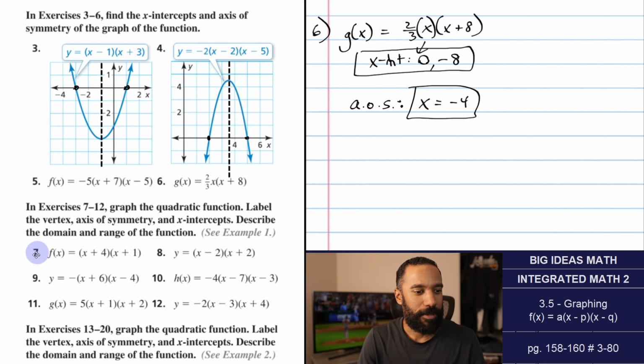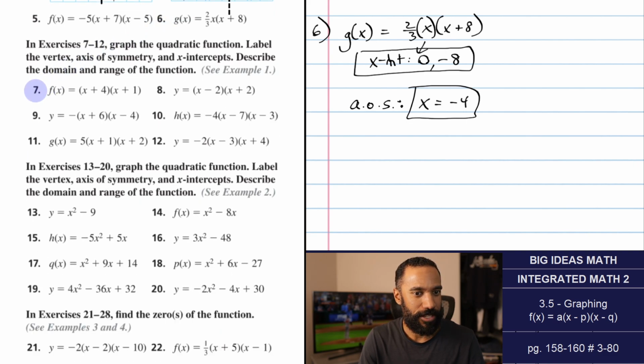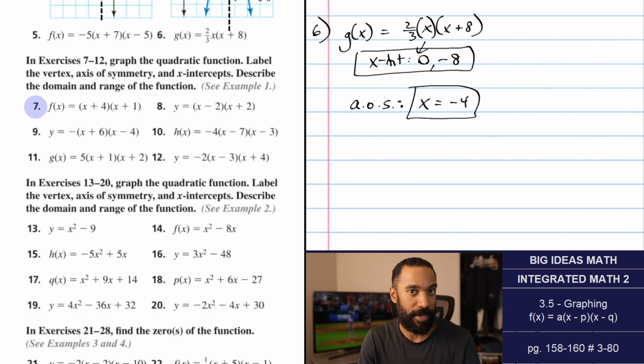All right, numbers 7 through 12. We are going to graph these quadratic functions. So I'm going to have my graph paper with me. I'm going to use the tall ones just in case. We're going to label the vertex, axis of symmetry, and x-intercepts. Describe the domain and range of the function. So a lot of things to do, but that all comes with the territory of a graph.